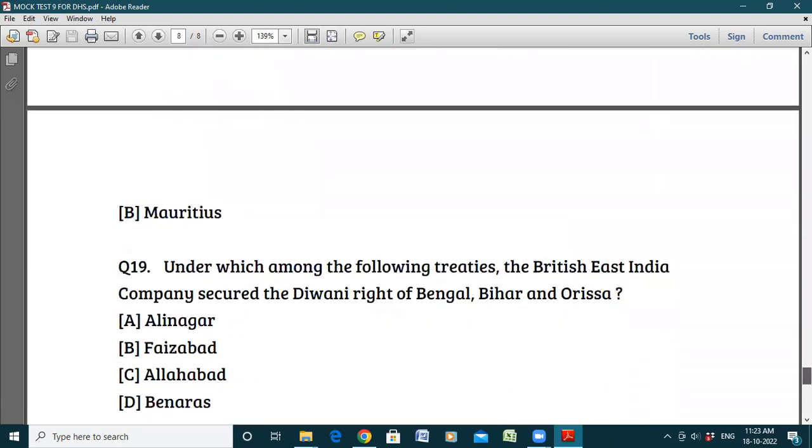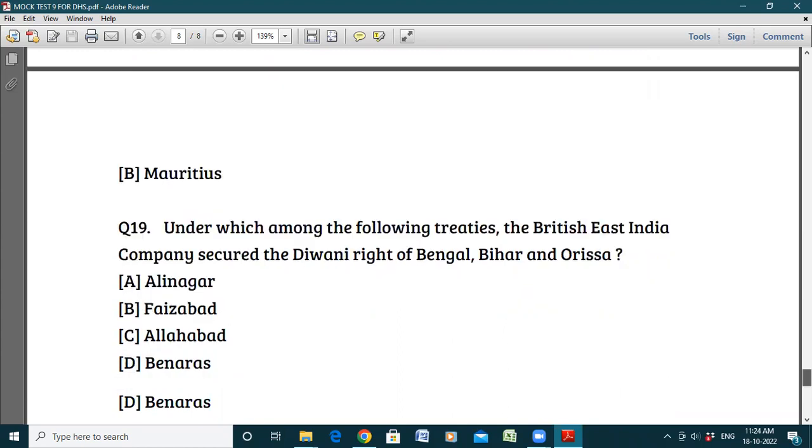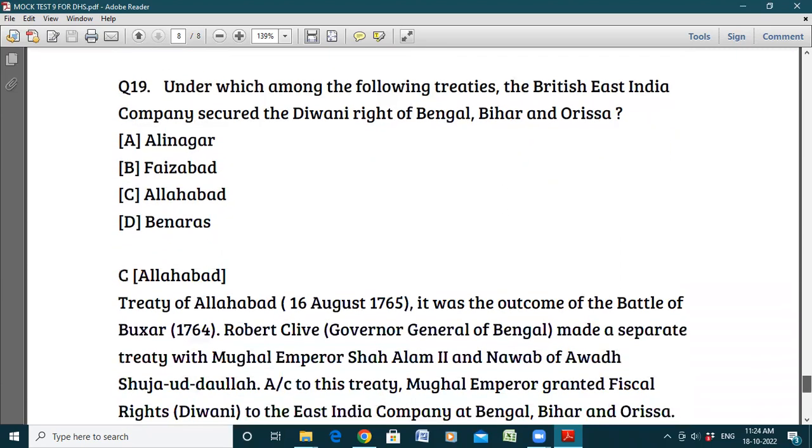Then question number 19, under which among the following treaties the British East India Company secured the Divani right of Bengal, Bihar and Orissa? The correct answer is Treaty of Allahabad, that is option C is the correct answer. Remember, 16 August 1765, Treaty of Allahabad took place.